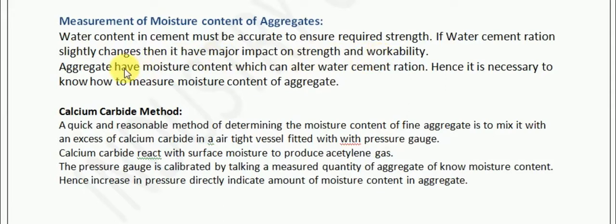Now in the last topic we have understood about the bulking of aggregate. That means it might contain a lot of moisture. Now aggregate having a moisture content can alter the water cement ratio. Hence it is necessary to know how to measure the moisture content of the aggregate.